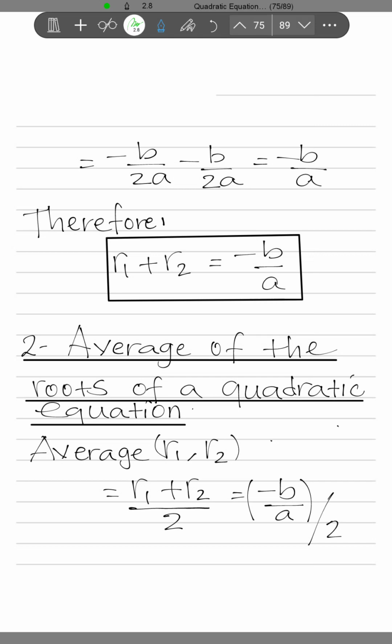So the sum of roots of a quadratic equation is minus b over a, where a is the leading coefficient, or the coefficient of x squared, and b is the coefficient of x. We know what a is and what b is from the general form of a quadratic equation. Then r1 plus r2 is minus b over a. We don't need to solve a quadratic equation if we are asked for the sum of the roots. We simply take a and b, so r1 plus r2 is minus b over a.